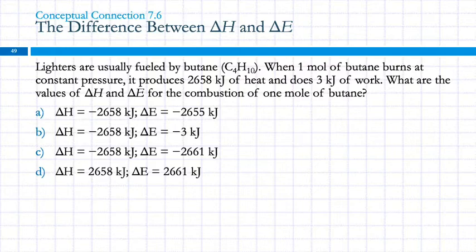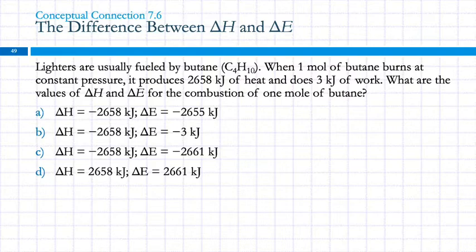Conceptual problem. Lighters are usually fueled by butane. When 1 mole of butane burns at constant pressure, it produces 2,658 kilojoules of heat and does 3 kilojoules of work. What are the values of delta H and delta E for the combustion of 1 mole of butane? So we don't actually have to do a calculation, but we do have to examine the numbers and what they are.